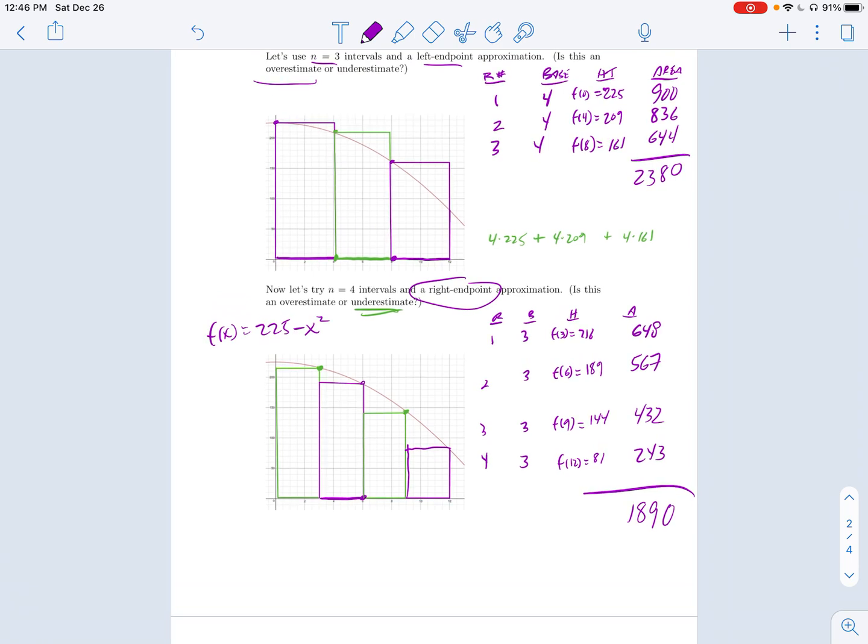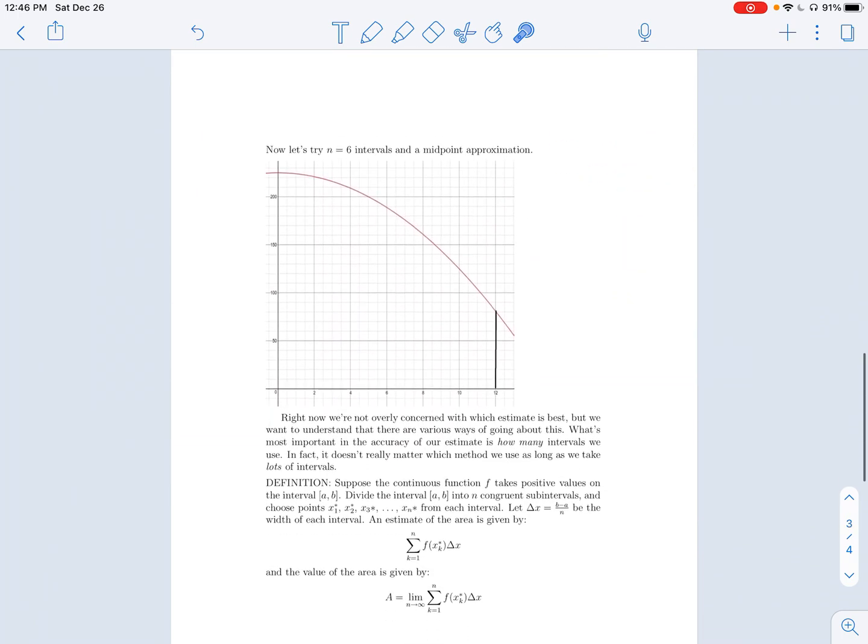So you'll notice we have vastly different estimates because one of these is clearly an overestimate. We have all this extra area above the region inside our rectangles. And this one's an underestimate because there's all this stuff we're missing. The true answer is somewhere between these numbers. All right, let's try one more.